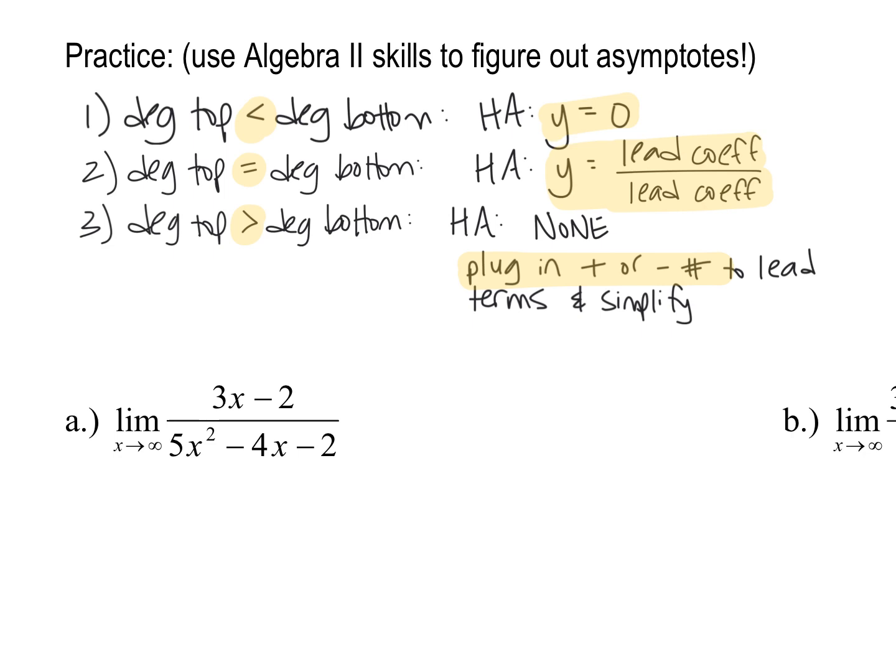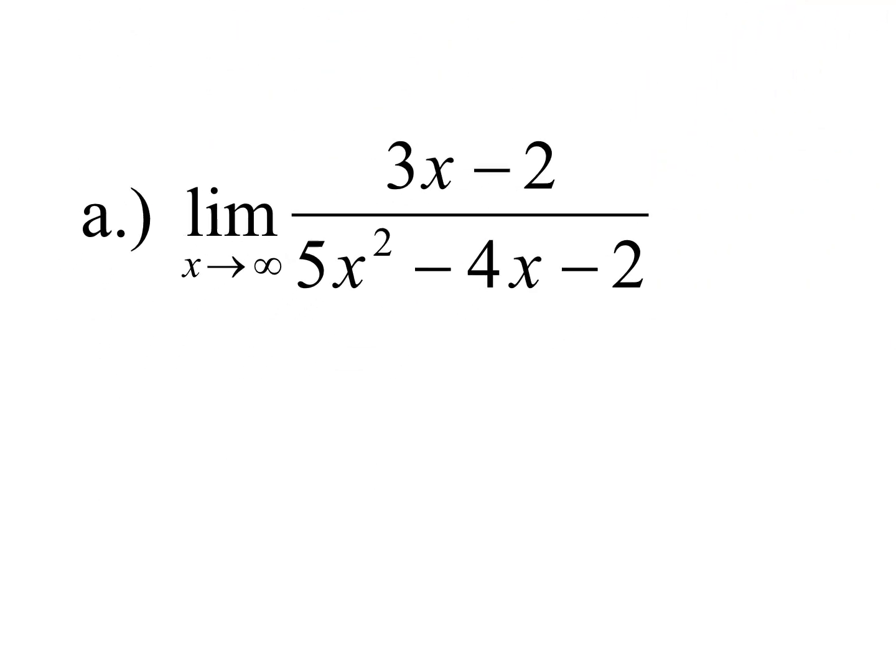So I'll show you what that means when we go through a couple of these examples. So this very first example I'm looking at, in this case, we have the degree on the top is 1 and the degree on the bottom is 2. So that means we're in scenario number 1 above. This means the degree on the top is less than the degree on the bottom.